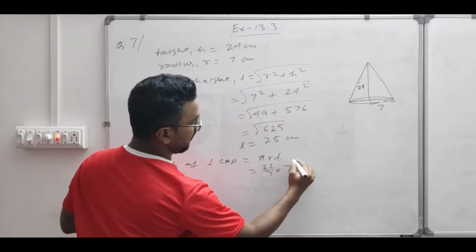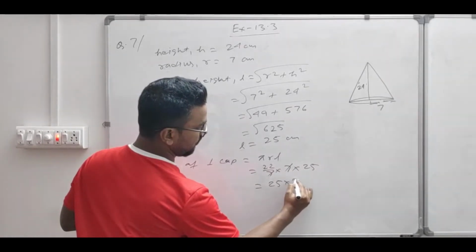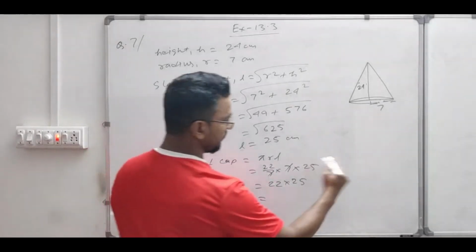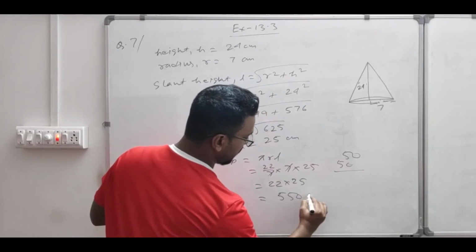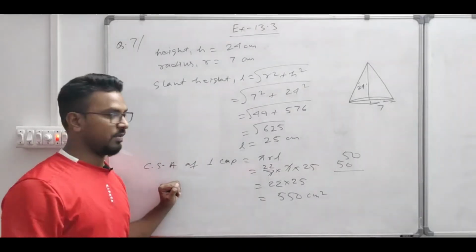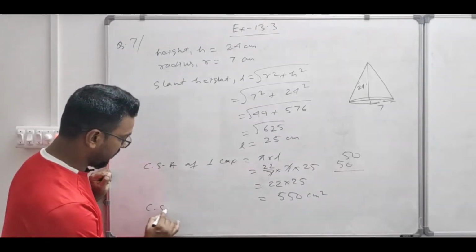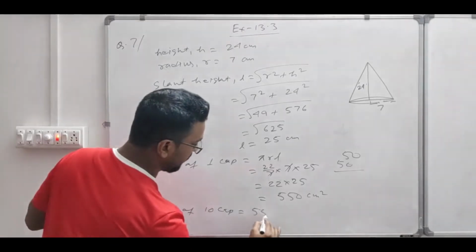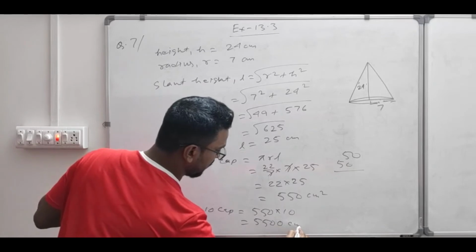Radius is 7 and slant height is 25. So you can cancel. So 22 into 25, how much? This will become 550 centimeter square. So this will be the curved surface area of one cap. So we have to find the curved surface area of how many caps? 10 caps. So curved surface area of 10 caps is equals to 550 into 10. That will become 5500 centimeter square.